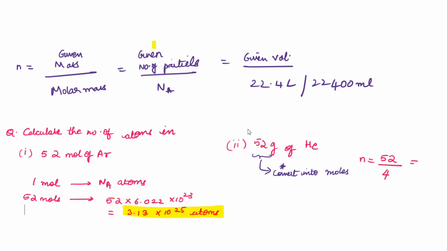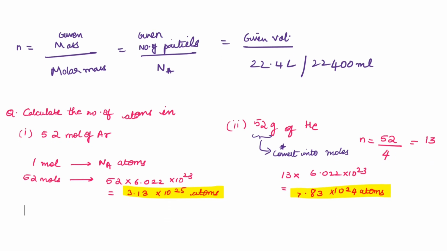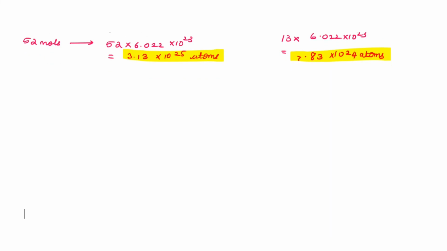So the number of atoms in 13 moles is 13 into 6.022 into 10 power 23, which gives us 7.83 into 10 power 24 atoms. So what are we doing? The first step is to find the number of moles, and then we all know 1 mole has Avogadro number of atoms. So simply we need to cross multiply. So I will give you a different type of question, a different model.